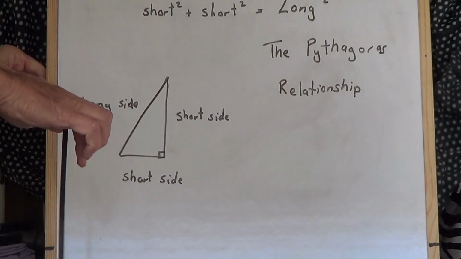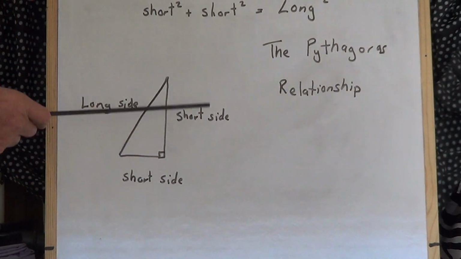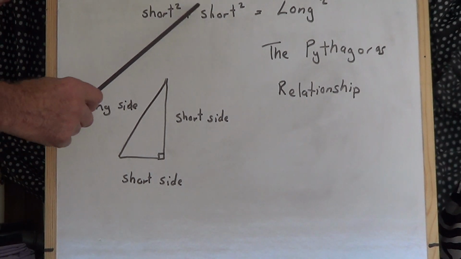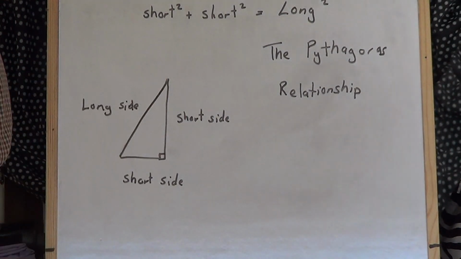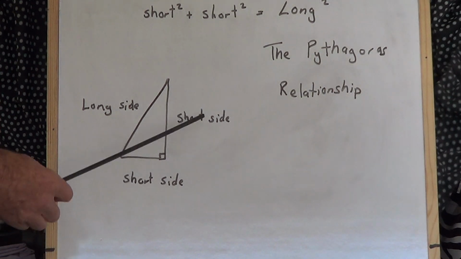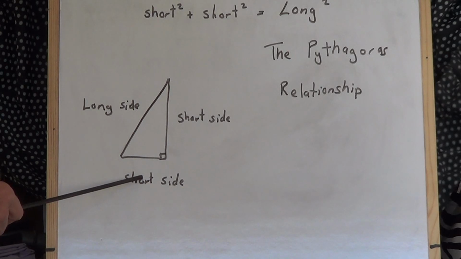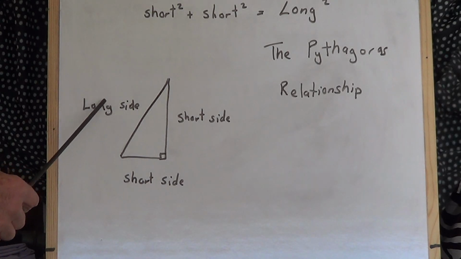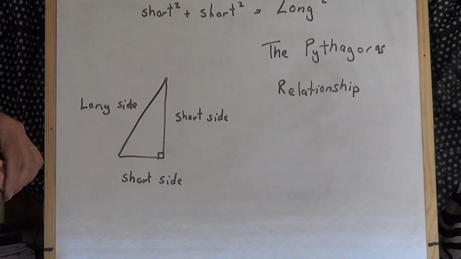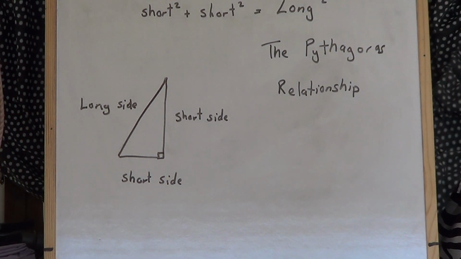up here. There it is. The Pythagoras relationship. And basically it's short squared plus short squared equals long squared. If you have a right angle triangle, the square off the short side plus the square off the other short side, when you add them together, is equal to the square off the long side. And this is what we use to find the third side of a right angle triangle. And I'm going to show you a foolproof method for doing that next.